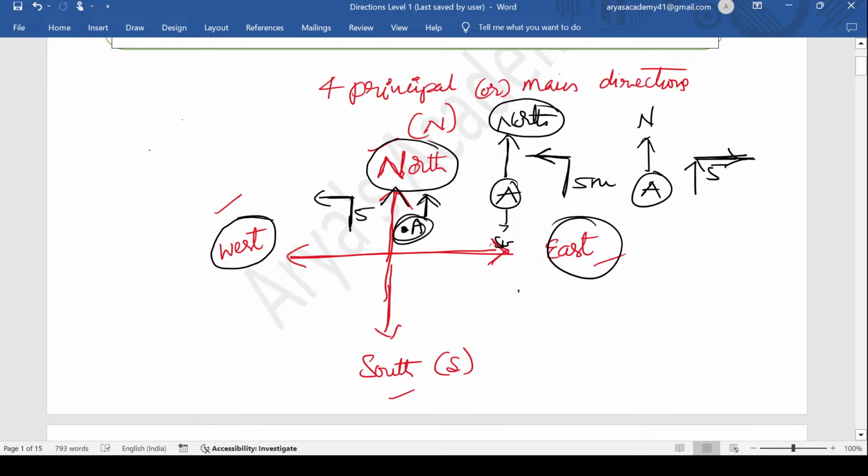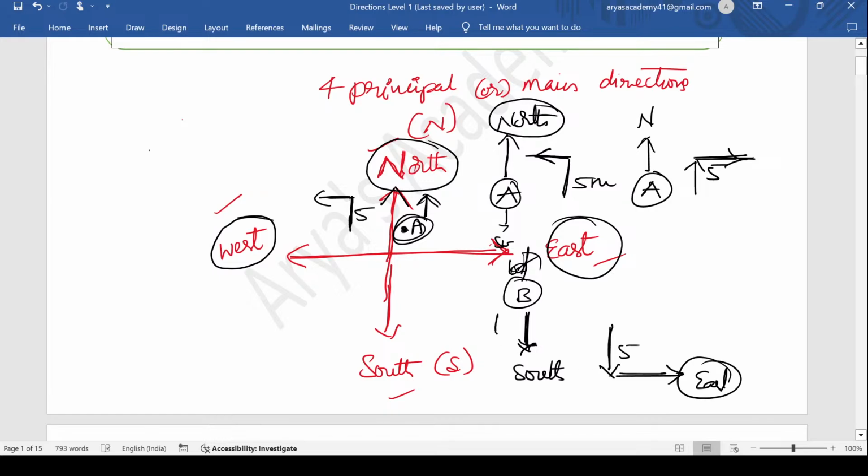Let us suppose that another person B is there. B is facing south. South means his face will be towards south, and his back will be facing north. So when he is facing south, similarly he travels for 5 meters and then he turns left. You have to assume yourself: he is facing this direction, so towards left means he will go this way. Then the answer will be east. The same person facing south travels for 5 meters and then turns right. If he turns right, which direction will he be moving towards? He will be moving towards the west direction. So this clarity you should have.